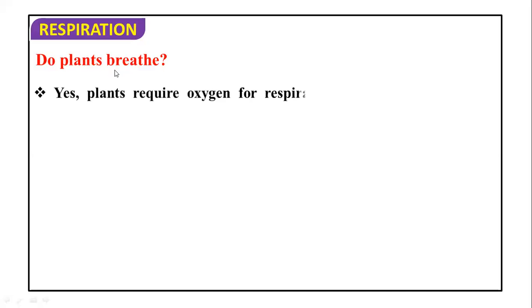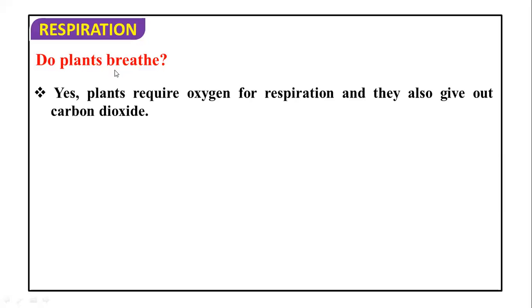Now let's talk further. So now the question is, do plants breathe? Actually, we are going to talk mainly about respiration, but we have to understand breathing also. So the question is, do plants breathe? So the answer is yes.